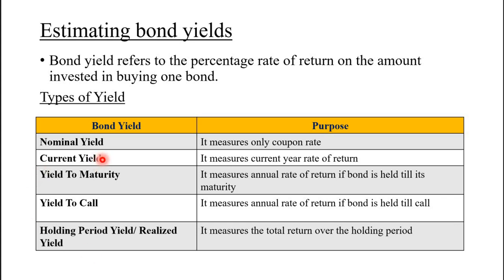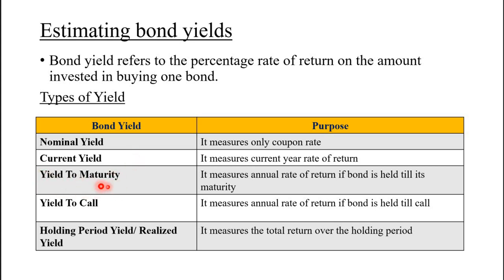Next one is current yield. Current yield measures the current year rate of return. For example, the bond is of 5 years, but presently, this year, how much return that bond is getting will be measured with the help of current yield. Current yield means current year return. This year, how much return has come on that investment, we calculate it. So that is current yield.